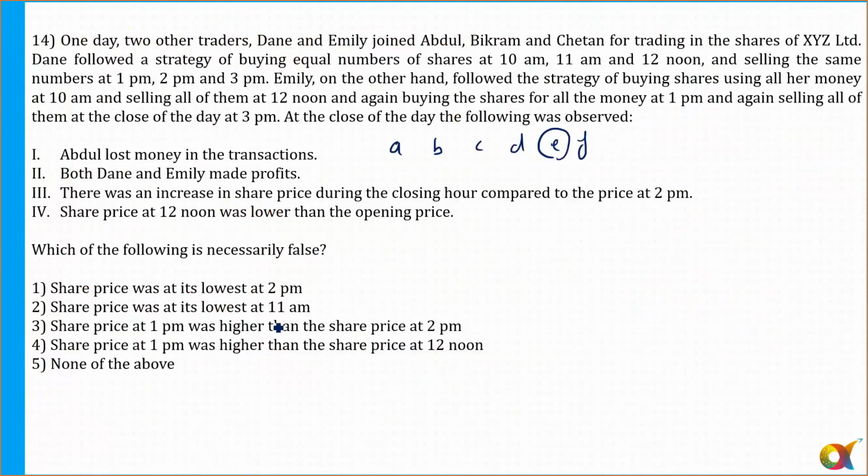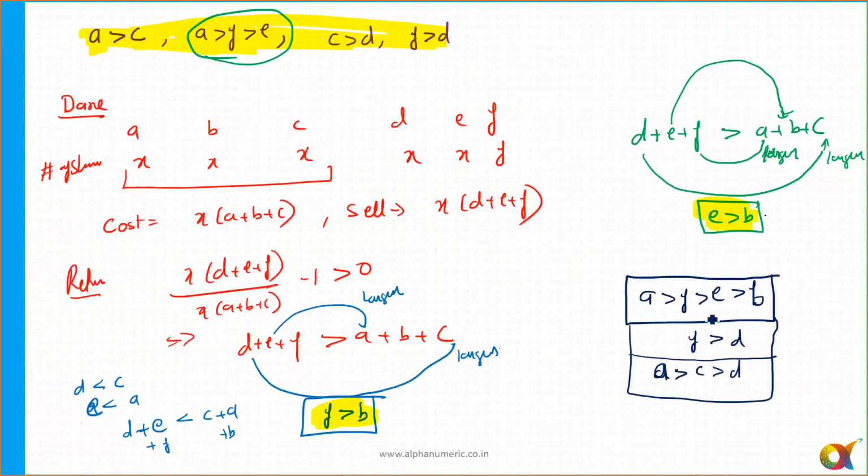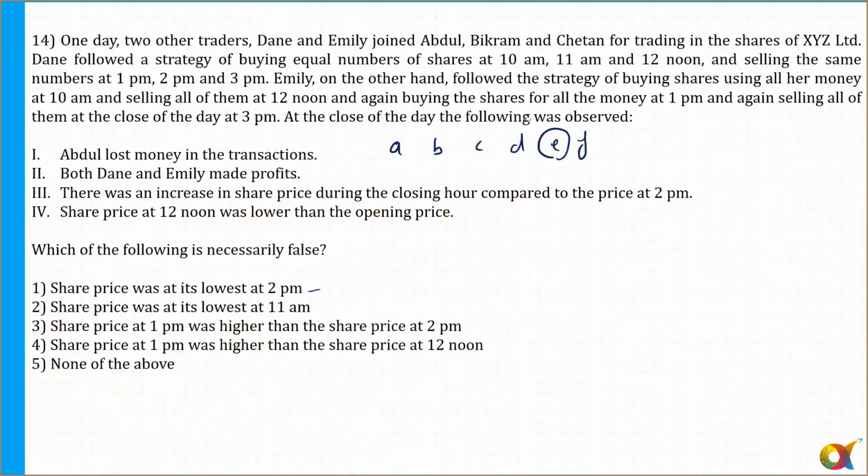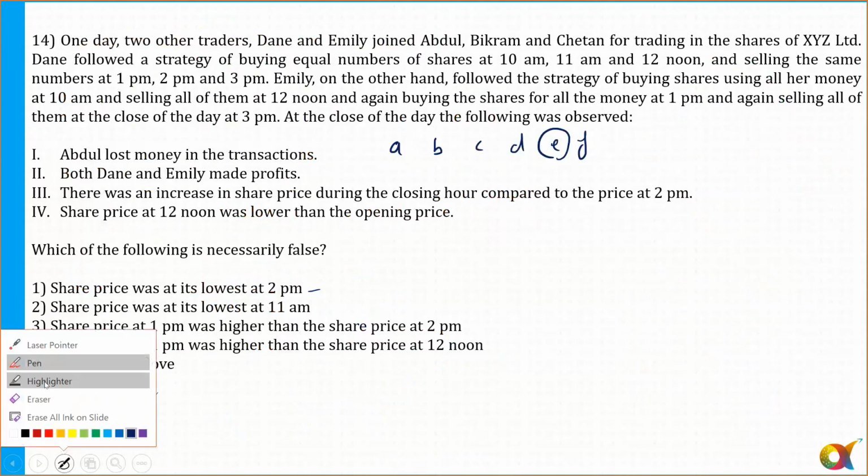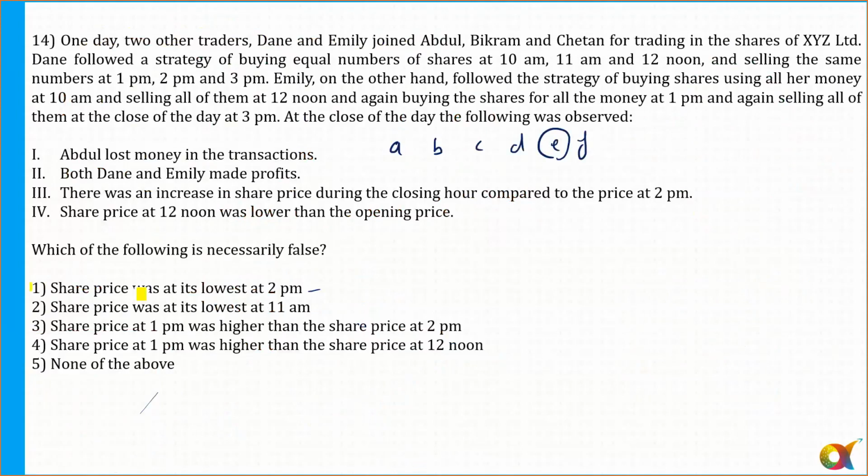Go back to the previous slide. Is E the lowest? No, E is greater than B. That you can see it here. E is greater than B. So if E is greater than B, can E be the lowest? Definitely not. E can't be the lowest. So option number 1 is definitely a false statement. Is that clear to all of you? Option number A, the first, is definitely a false statement. Okay. So I'm going to highlight option number 1 as definitely false. Any doubts to anyone?